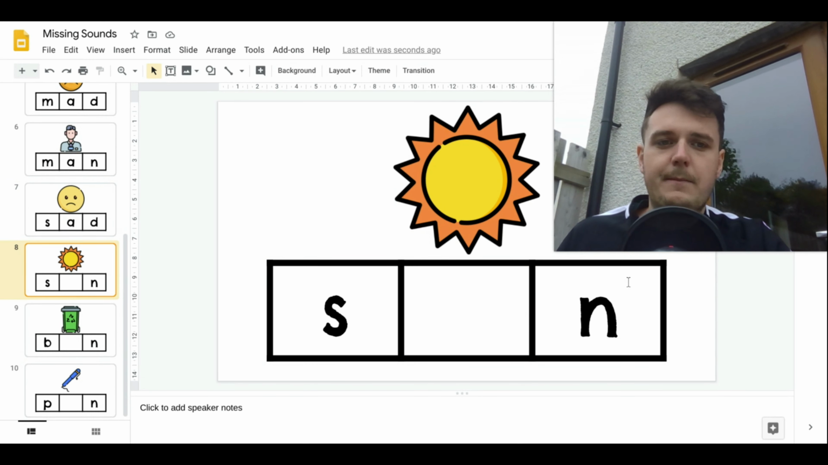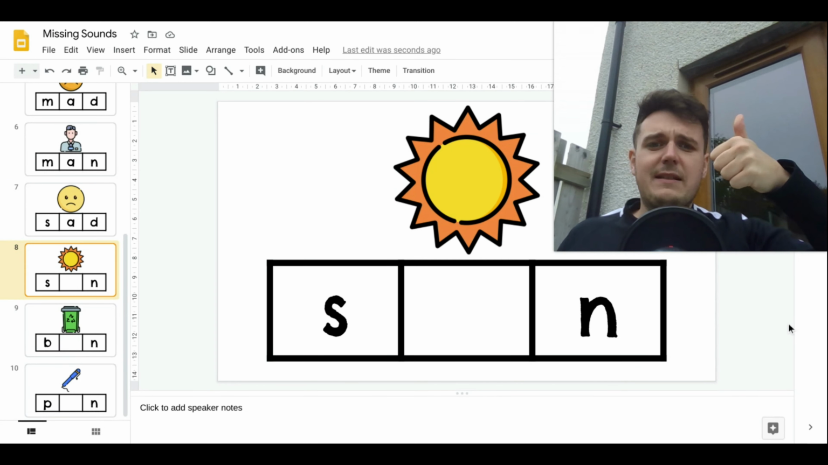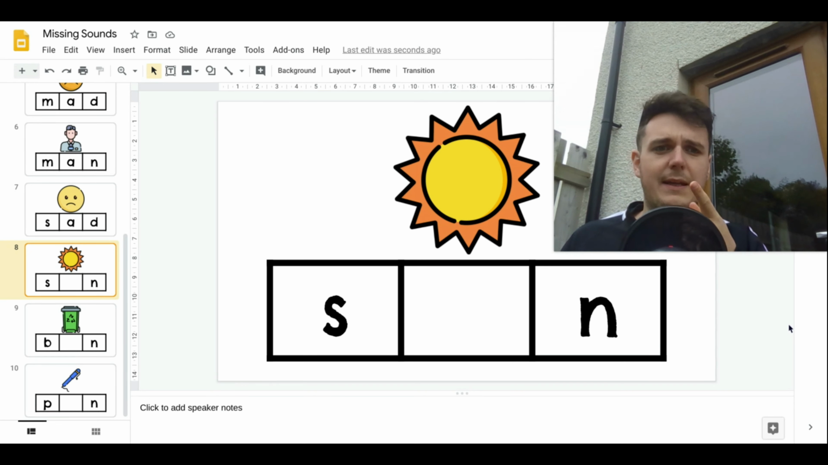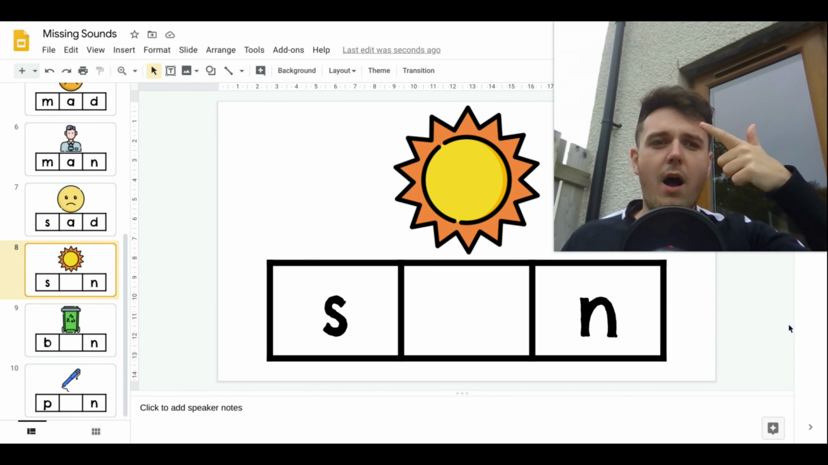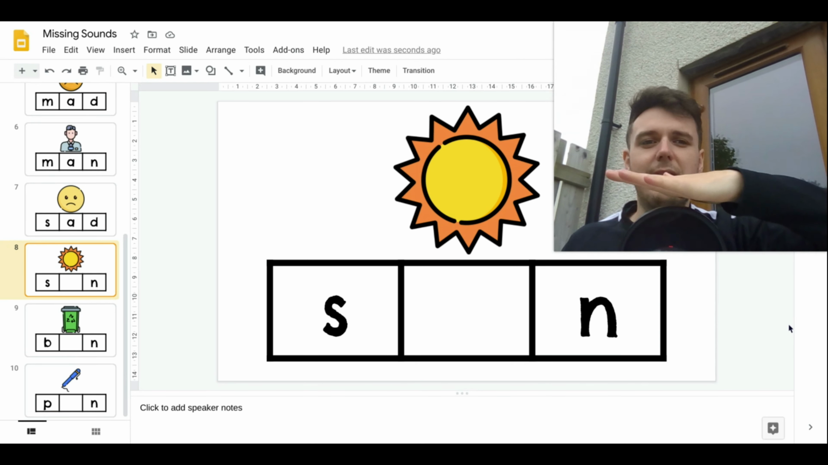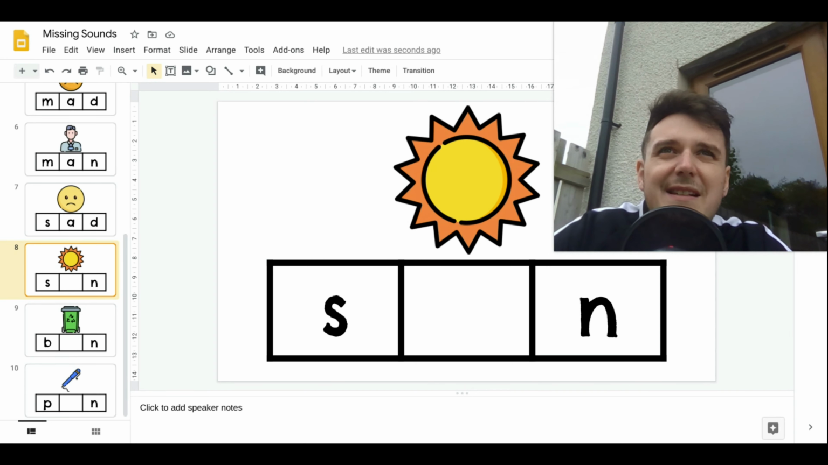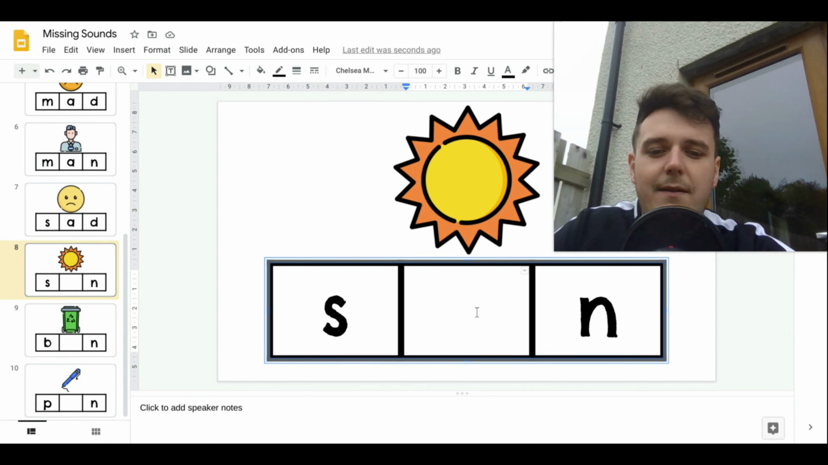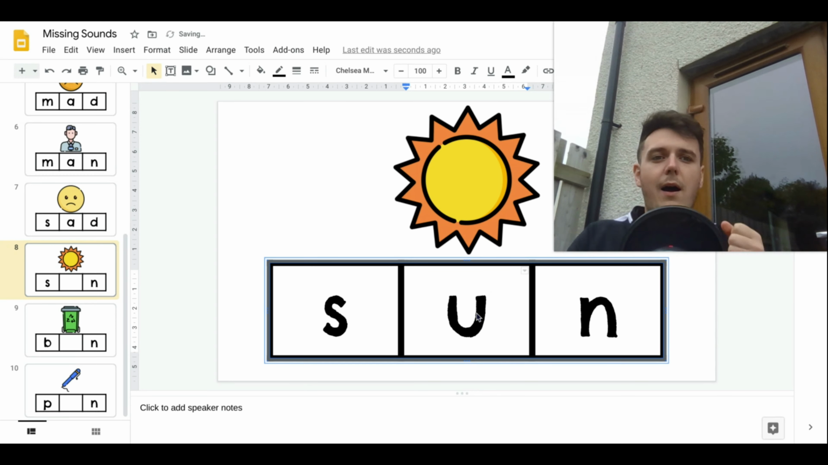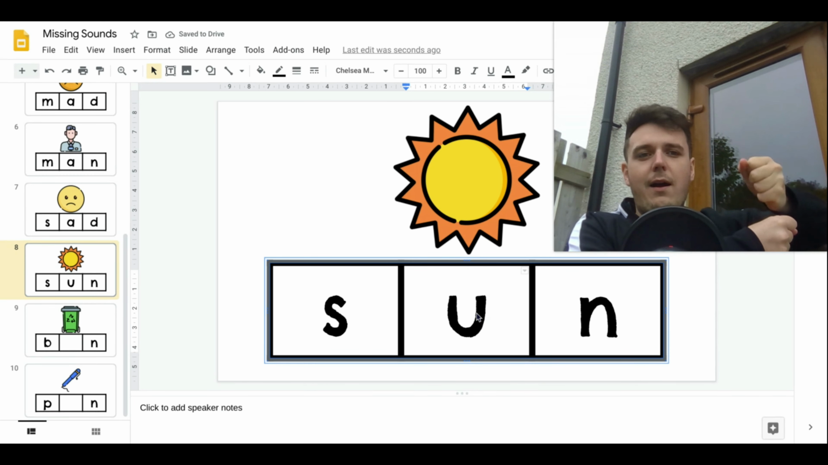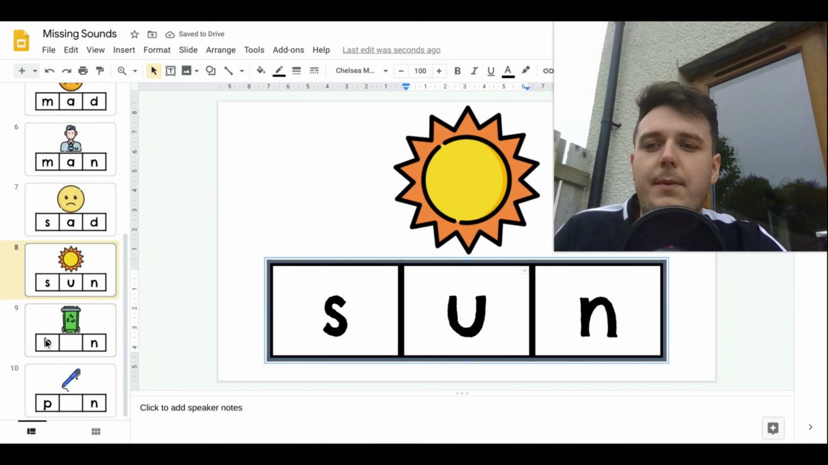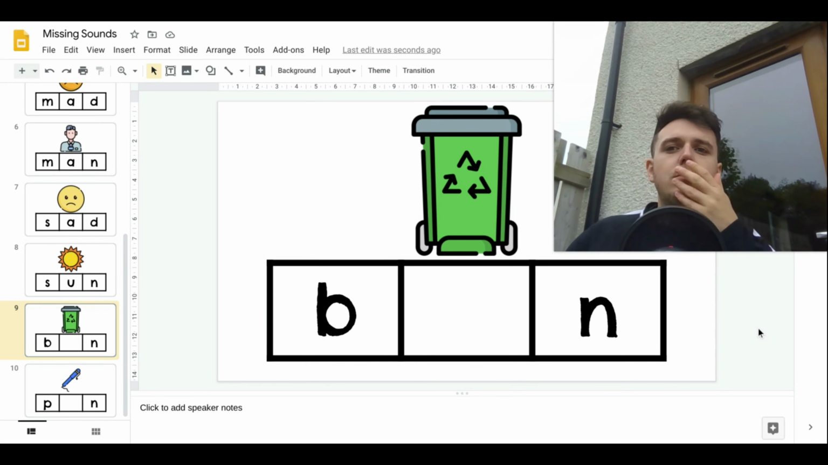This one. Sun. That's what it is. It's a sun. S-u-n. Sun. I wonder what that missing sound is. That's right. Umbrella. Good job. Next one.